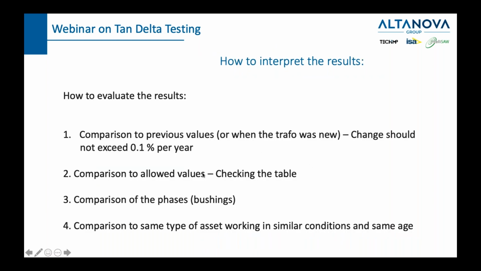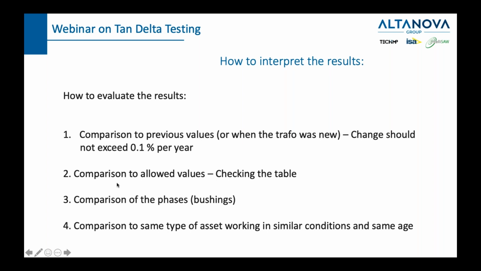So this is, now we talk about how we evaluate the results we've got. Of course, we can say that it has to be always below 1%, but sometimes a simple comparison is also a very good indicator, because if we are around 1% and it increases slowly, it's not a big problem. But if it increases quickly, then it could be a problem. So what is a slow increase? What is a big increase? Let's say that the change should not exceed 0.1% per year, or even less. So comparison with previous values measured from the same transformer.